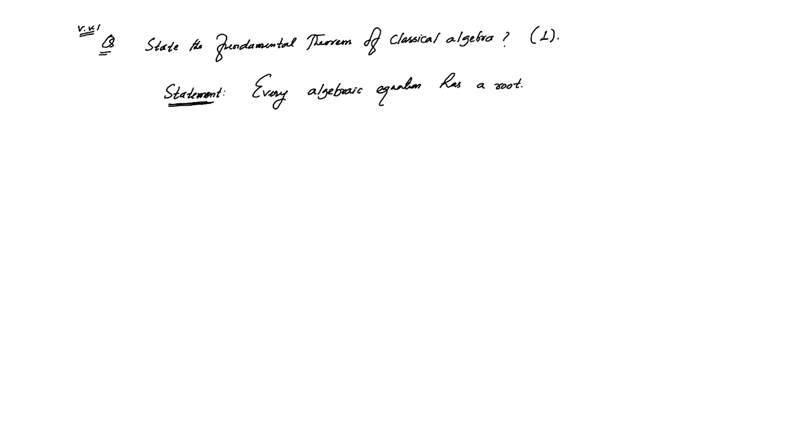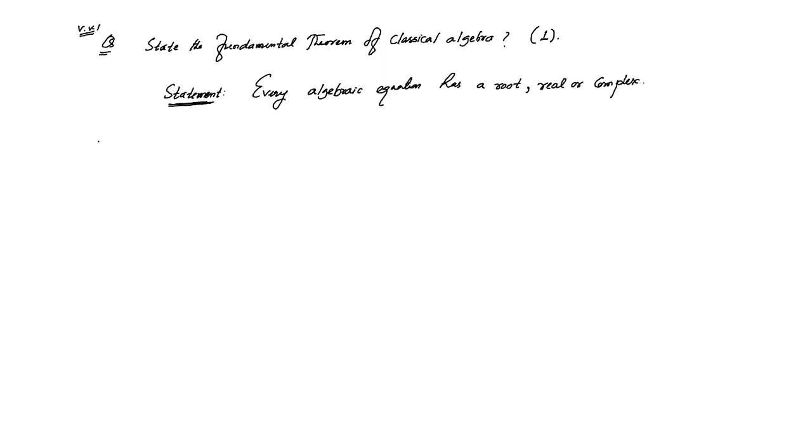Now the question is, what should be the nature of the roots? It may be real or complex. So the root may be real or complex, but the statement is: every algebraic equation has a root, real or complex. This is named the fundamental theorem of classical algebra. So you can prove it. This is your self exercise.